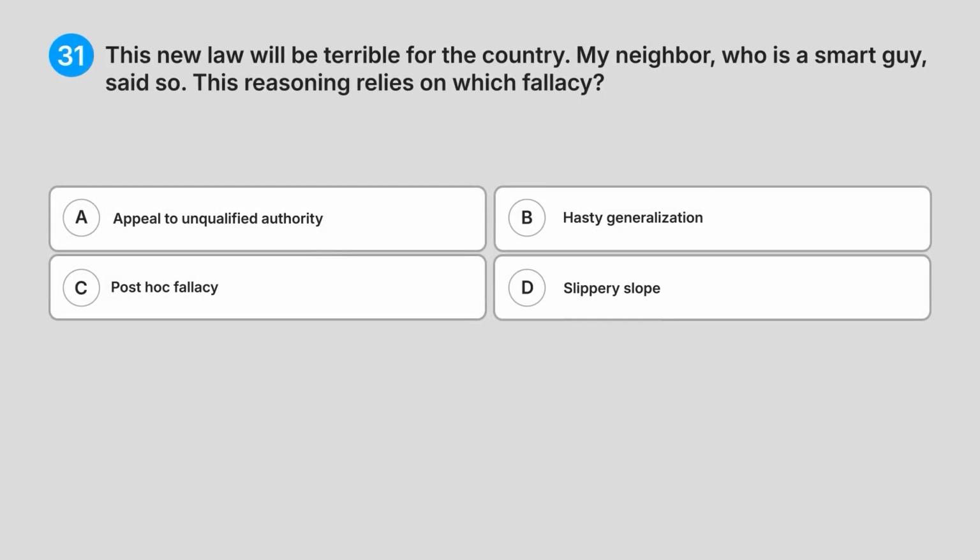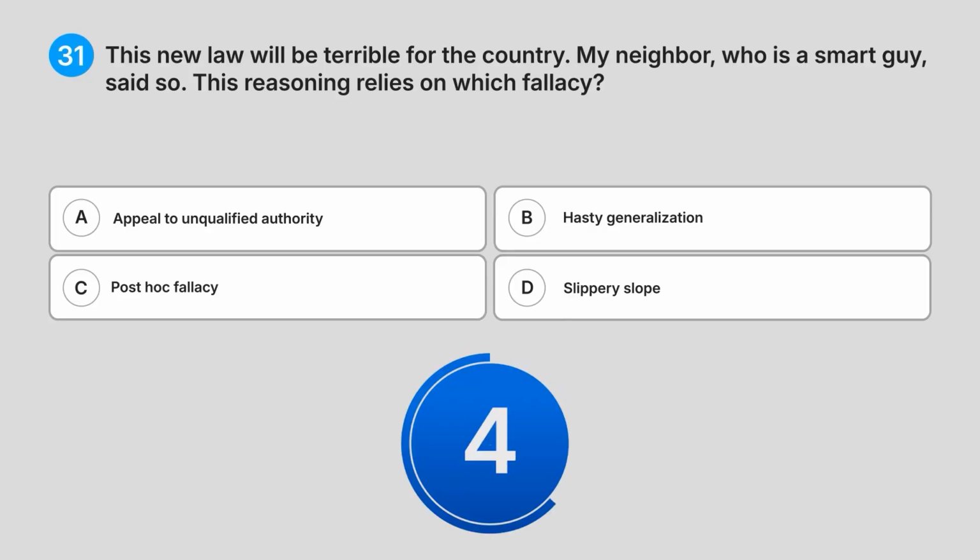31. This new law will be terrible for the country. My neighbour, who is a smart guy, said so. This reasoning relies on which fallacy? A. Appeal to unqualified authority. B. Hasty generalization. C. Post hoc fallacy. D. Slippery slope. Do you know the answer?